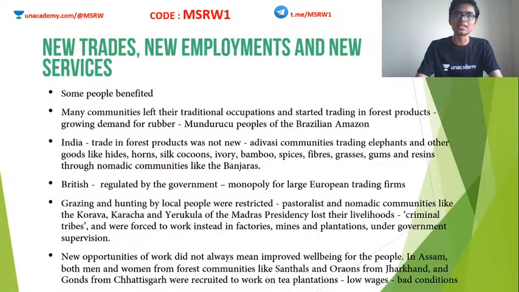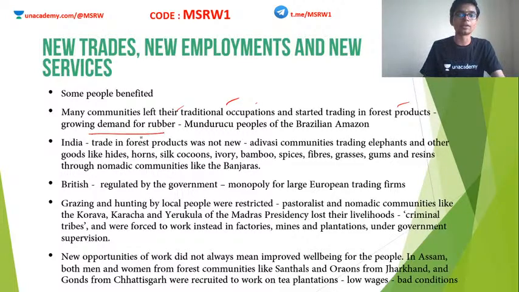Now let's see what new trades and new employments developed around this time. Clear? The imposition of these forest laws made the lives of a lot of people miserable. I told you that already. But this also made some others make huge profits. Some others were able to take advantage of this situation. So many communities left their traditional occupations and started trading in forest produce.